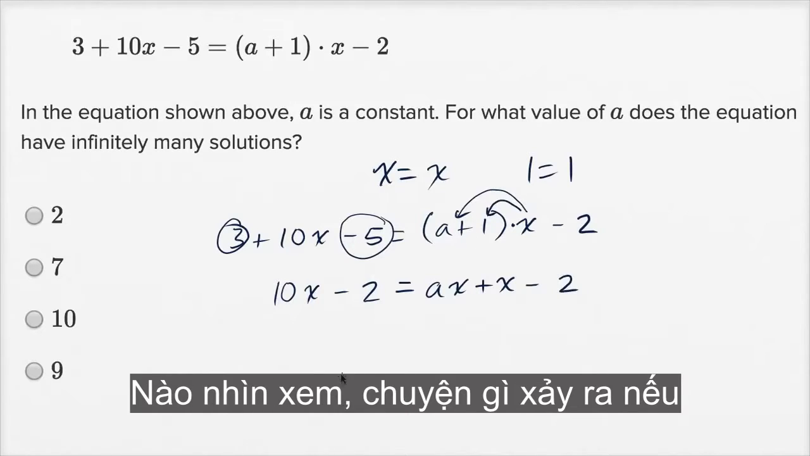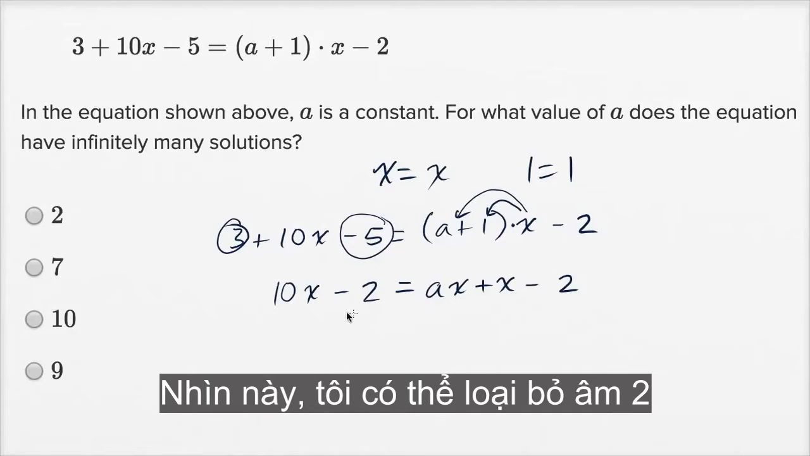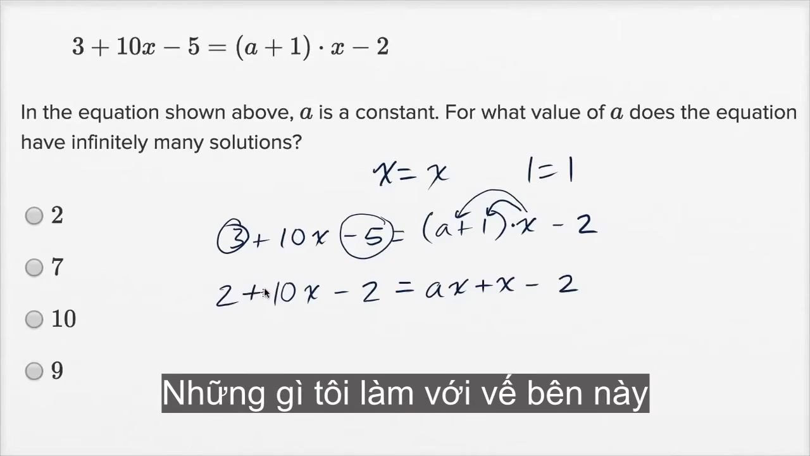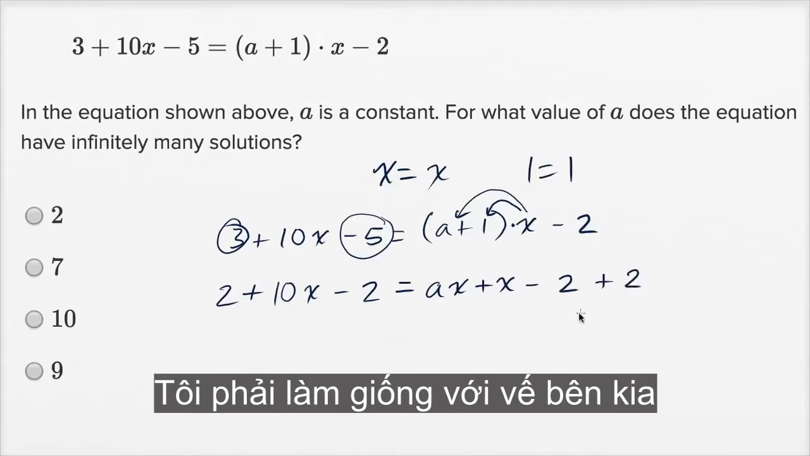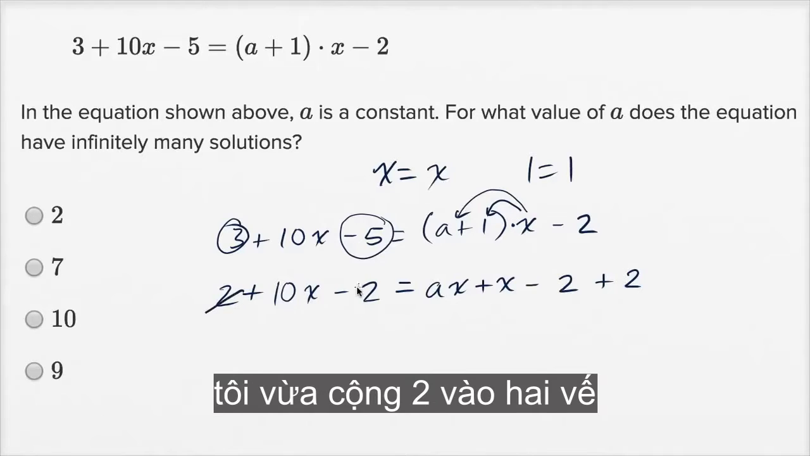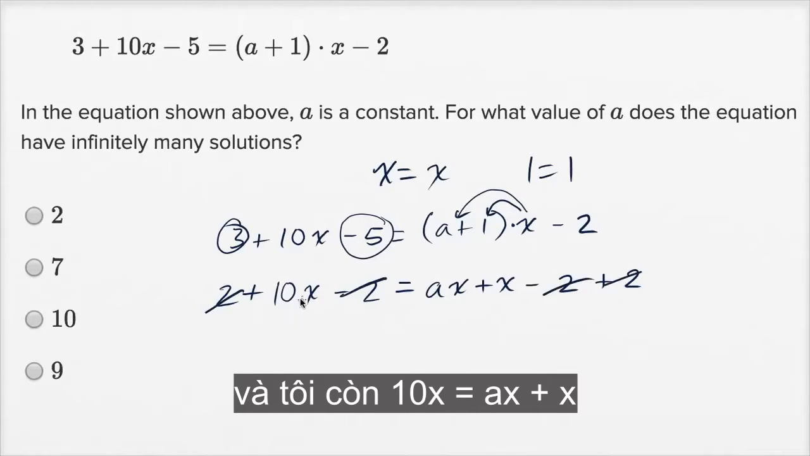Now let's see, I could get rid of both of these negative 2's if I add 2 to both sides. So remember, anything I do to one side, I've got to do to the other one if I want to hold the equality to continue to be true. So I just added 2 to both sides, and I am left with 10x is equal to ax plus x.